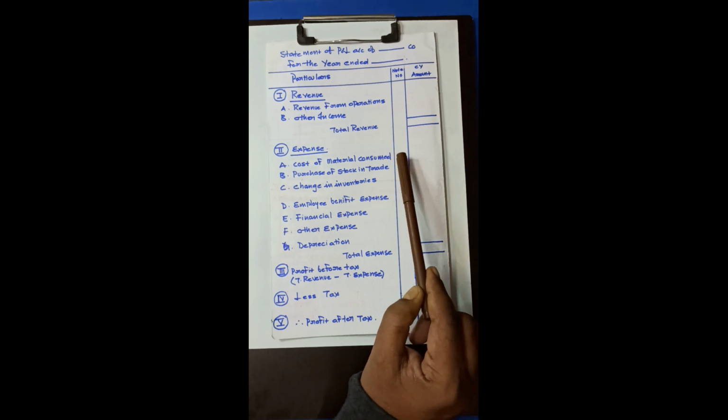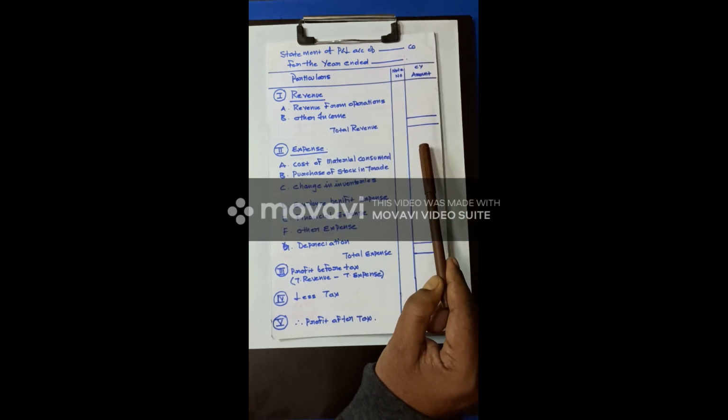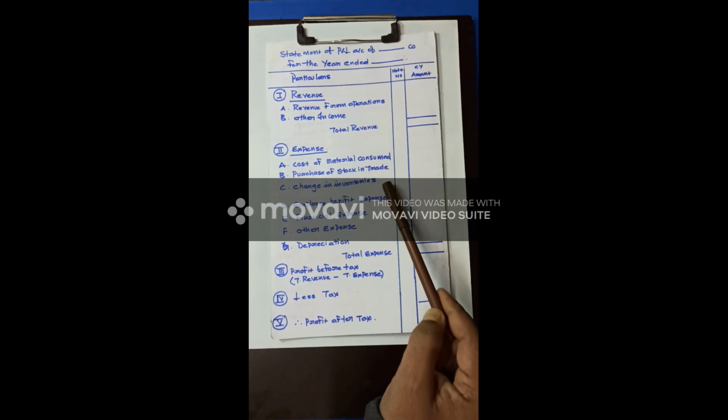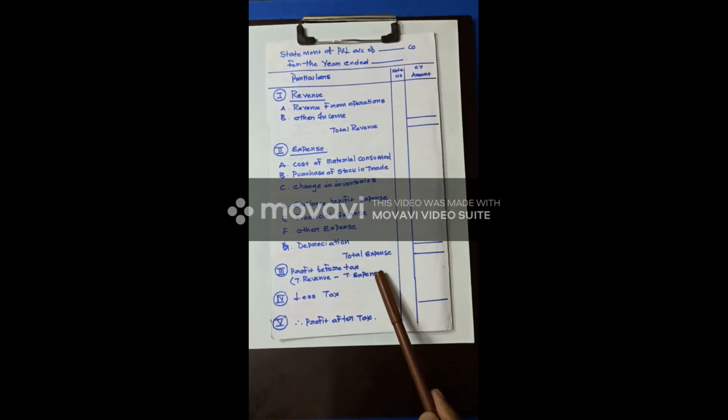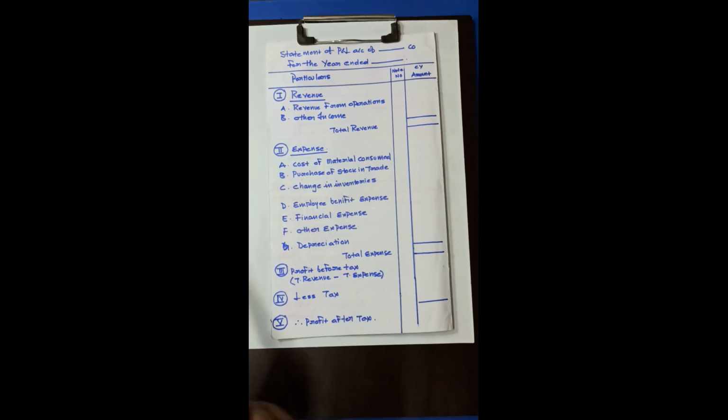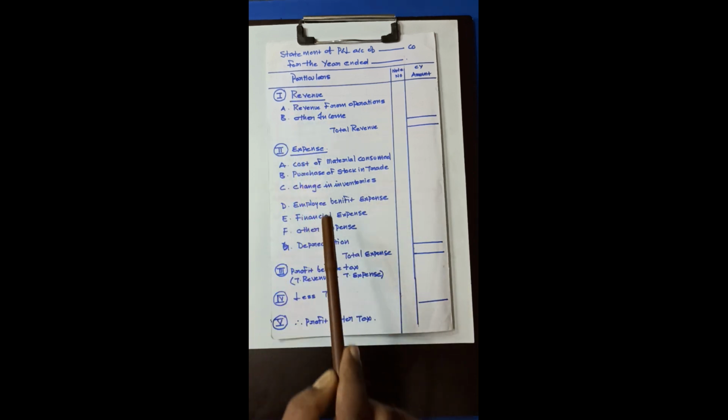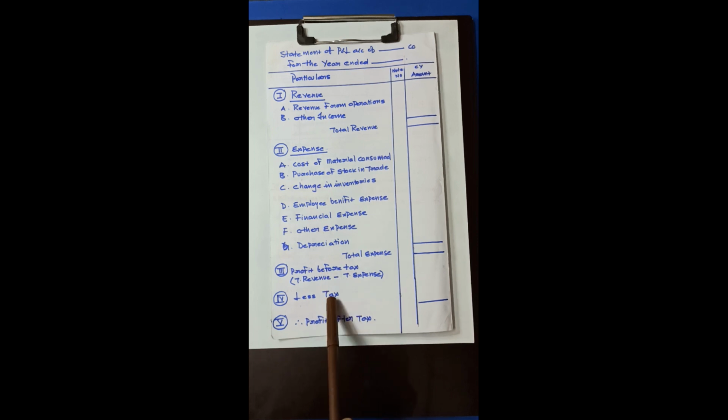So we give the respective note numbers here, and whatever the consolidated total we have got there, we take it here. And then finally, we try to arrive at profit before tax. Minus tax will give what? Profit after tax. So it's so simple. Income minus expenditure gives profit before tax, minus tax gives profit after tax.